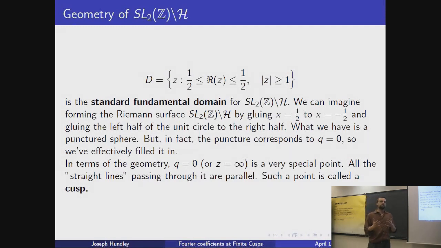But that sort of tells me what H mod SL2Z looks like. I take this region, which I might as well draw here. I take this region in the upper half plane. This circle is not really circular. This is x equals negative a half. This is x equals positive a half. But in fact, they're the same, so I glue them together. The x-axis should be here; it's not really proportional.